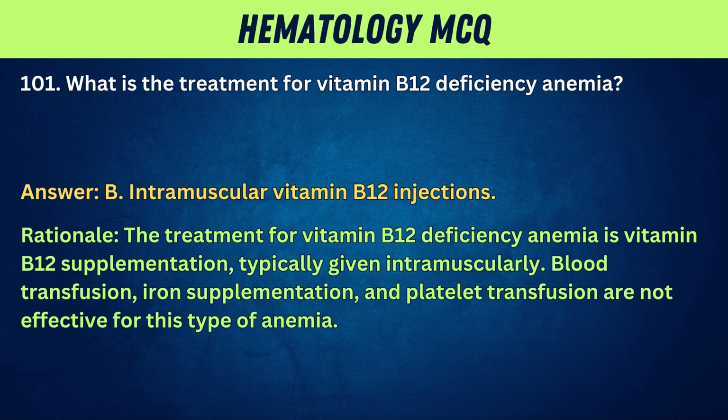Rationale: the treatment for vitamin B12 deficiency anemia is vitamin B12 supplementation, typically given intramuscularly. Blood transfusion, iron supplementation, and platelet transfusion are not effective for this type of anemia.